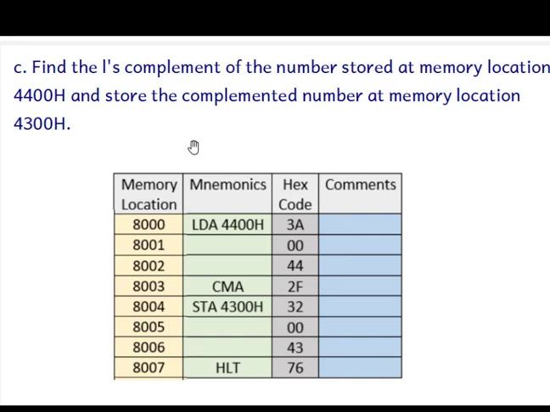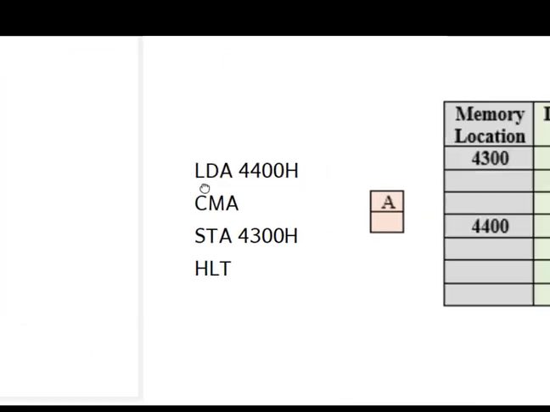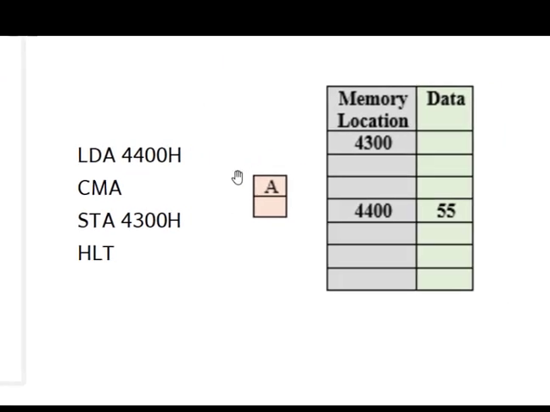This is the third program. It's given: find the ones complement of the number stored at memory location 4400H and store the complemented number at memory location 4300H. So we need to find the ones complement of a number which is stored at 4400H. Let us first understand the program. The solution: the first instruction, we use LDA 4400H.